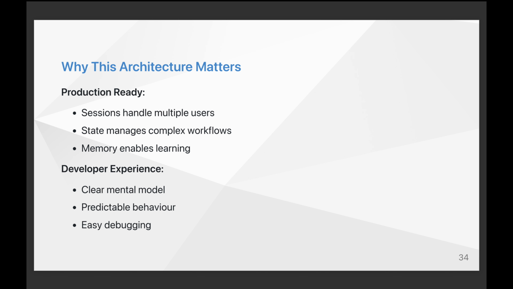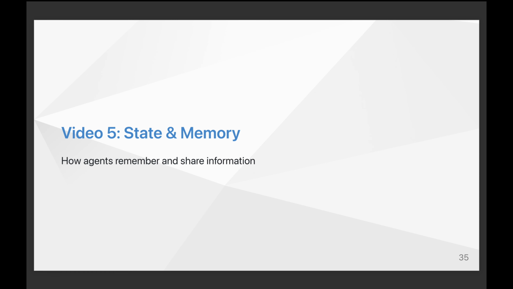Understanding these 6 components gives you the foundation to build any type of AI agent. In our next video, we will dive deeper into state and memory and how agents remember information and share context. This is where your agent becomes truly intelligent.